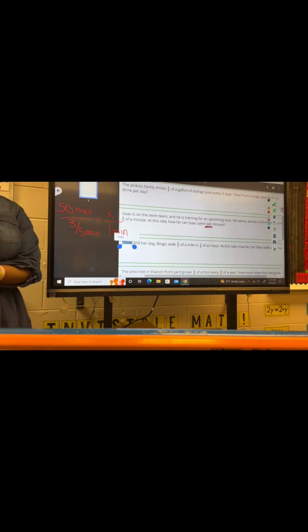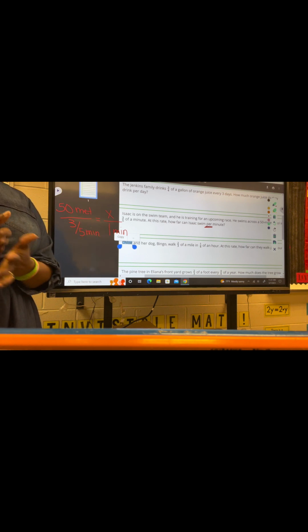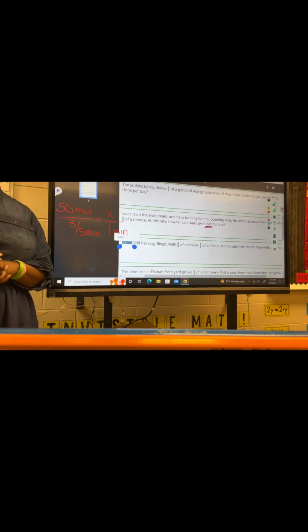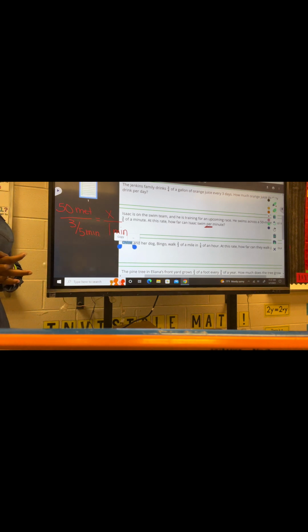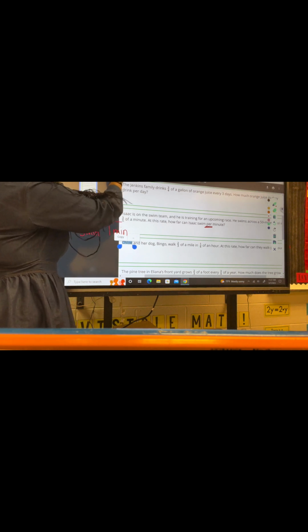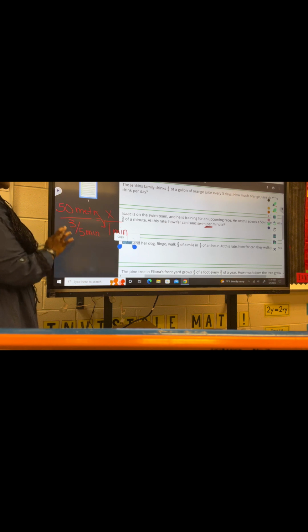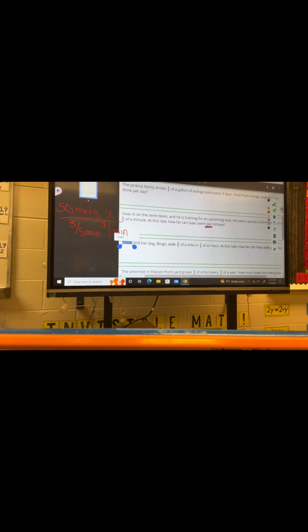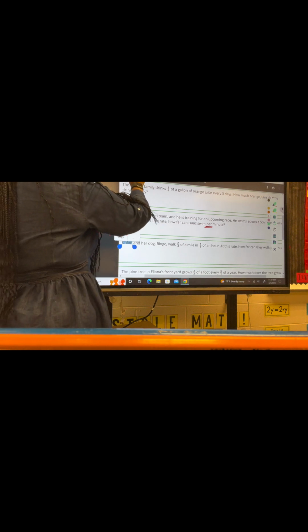The weird part about this lesson, guys, is that on the quiz tomorrow, you will not be able to use a calculator. You will not be able to use a calculator because this standard doesn't require that you use a calculator. It's on that non-calculator part of the test. So you got to get familiar with doing this without using a calculator. First thing is I am going to cross multiply. What's 50 times 1? 50. So I'll just put 50 up here. Now that I've done that, what do I do with this 3/5 of a minute that I have? Divide. I'm going to divide by 3/5.